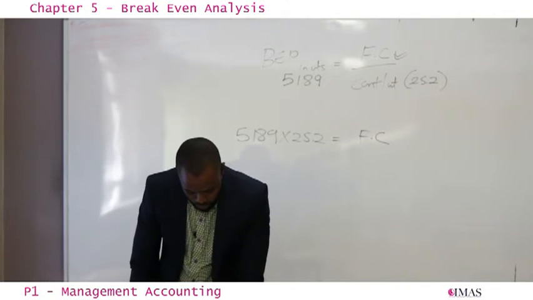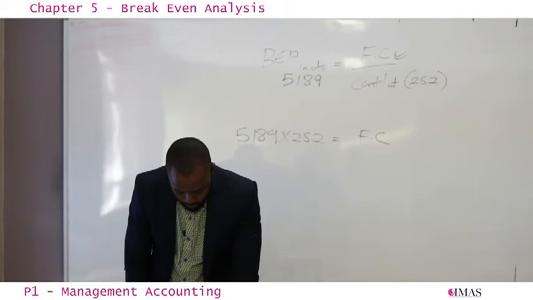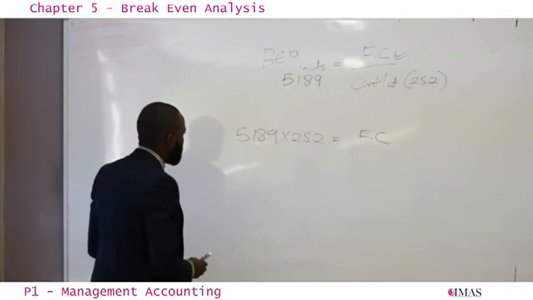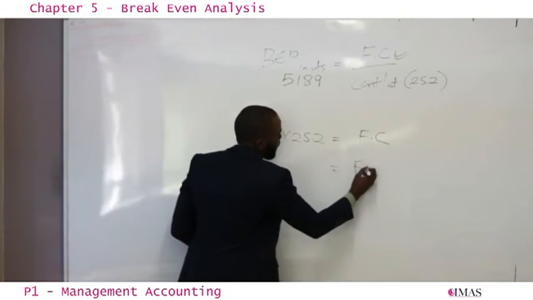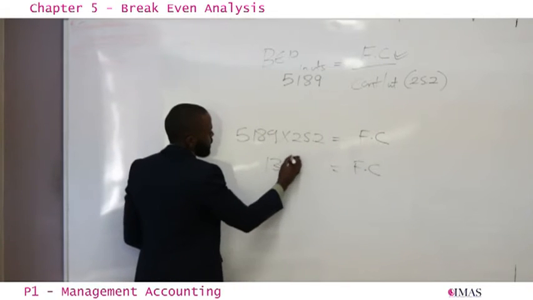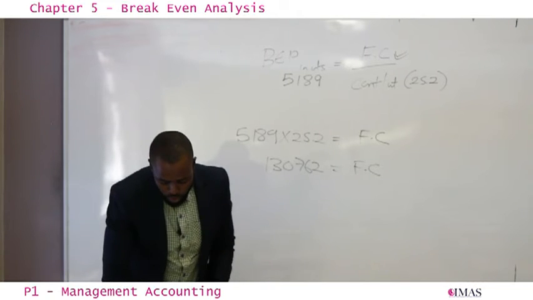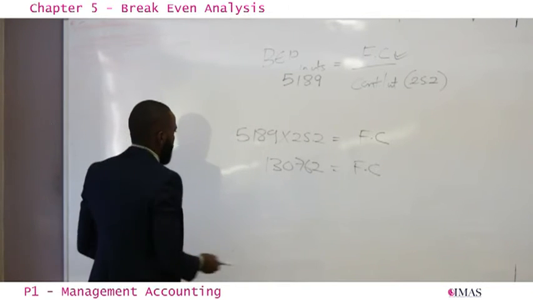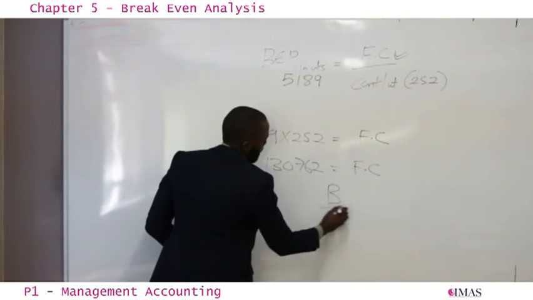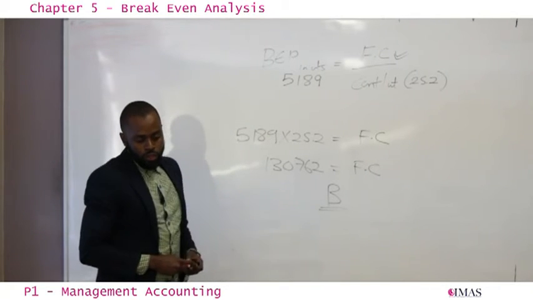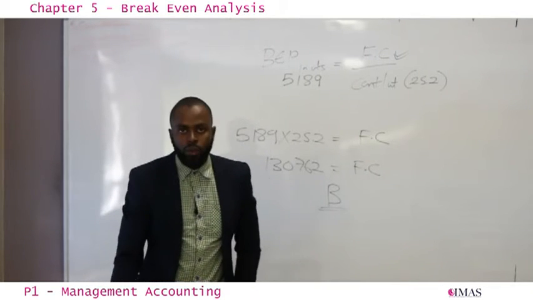So the question says round off to the nearest. So 137.62, we round it off. We're going to get 131,000. So our answer is going to be B. So that's how you go about questions like question 108.